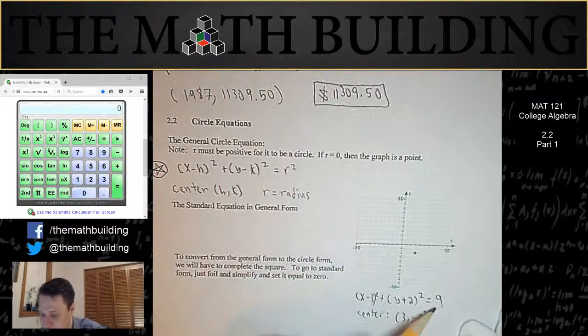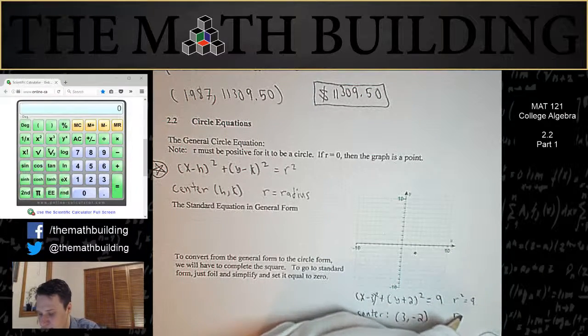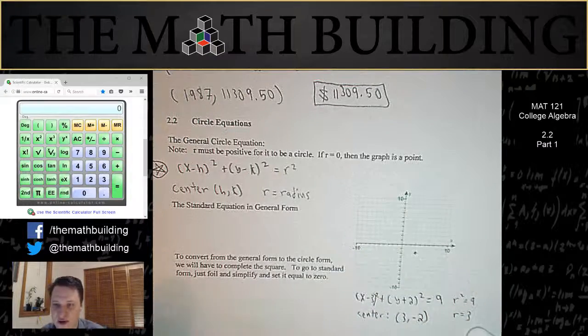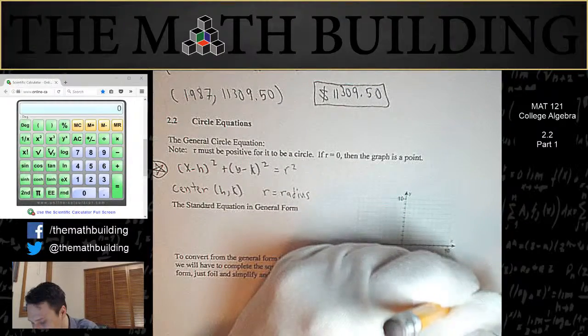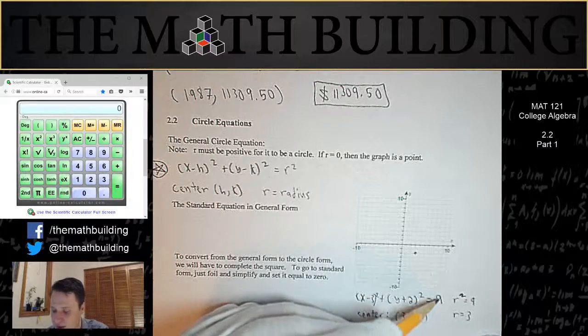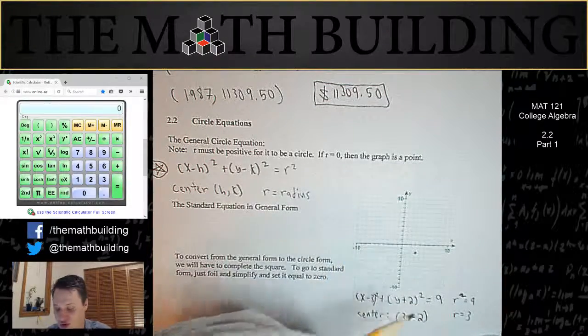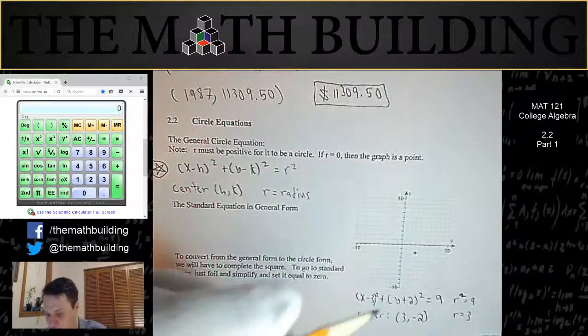Next we know the radius. This is r squared. So if r squared is equal to 9, then that means our radius is equal to 3, because we're talking about geometry, so we're only looking at the positive answer. A lot of students make a mistake because they think the radius is 9. That's not true. You need to take the square root of it to find the radius.